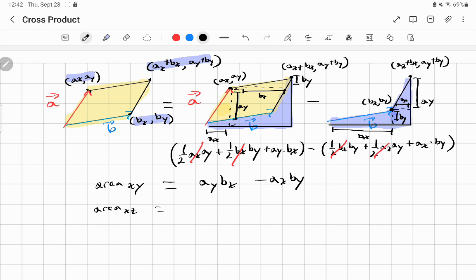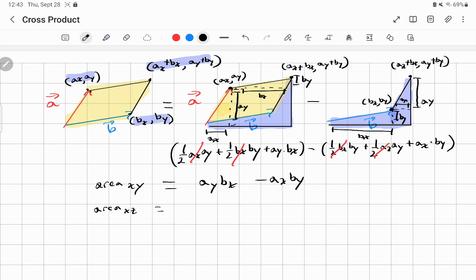So instead of the coordinates being ax, ay, it's going to be ax, az, right? And bx, bz, okay? That's all I'm doing, I'm just swapping out one plane for another. This derivation we did above should still hold.